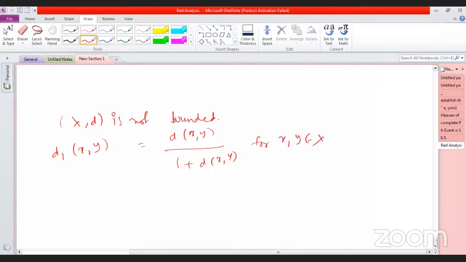Bounded set, they will define the bounded set, and you have to write all these. Clear? d1(x, y) = d(x, y)/(1 + d(x, y)) for x, y belongs to X. Then we have to write in here.